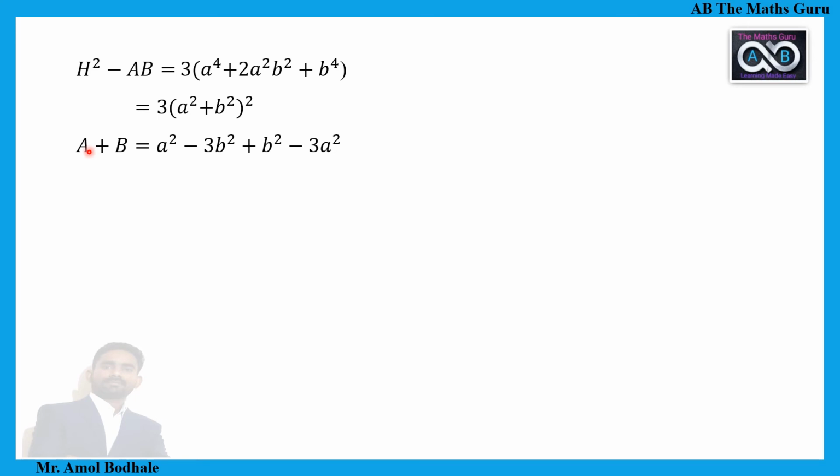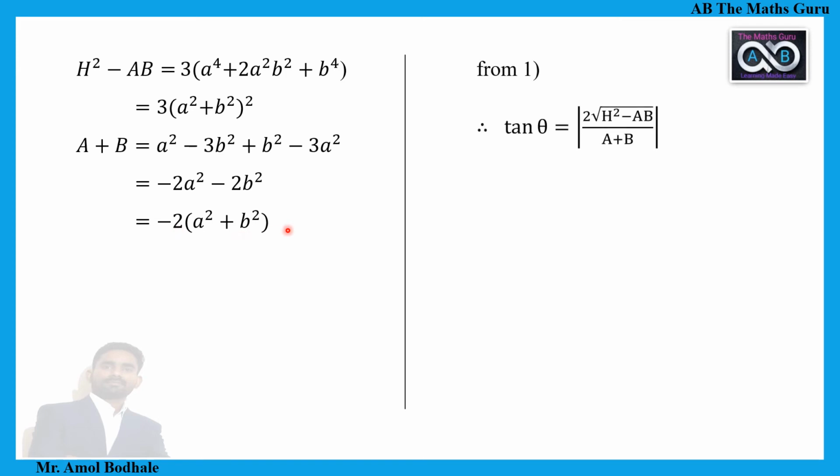Let's calculate A plus B. So A is a square minus 3b square, plus B which is b square minus 3a square. So we get minus 2a square minus 2b square. If we take minus 2 common, we get minus 2 into a square plus b square. So now in this formula, tan theta equal to mod of 2 square root of H square minus AB upon A plus B. Let's put the values of H square minus AB and A plus B.